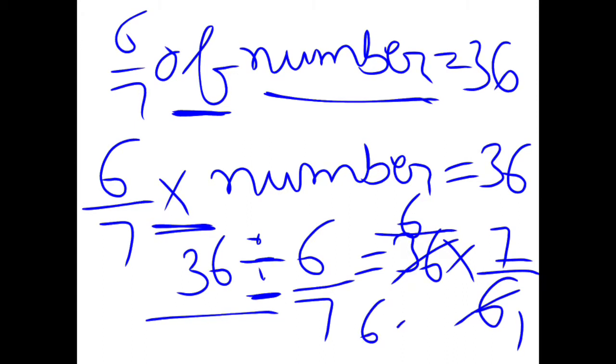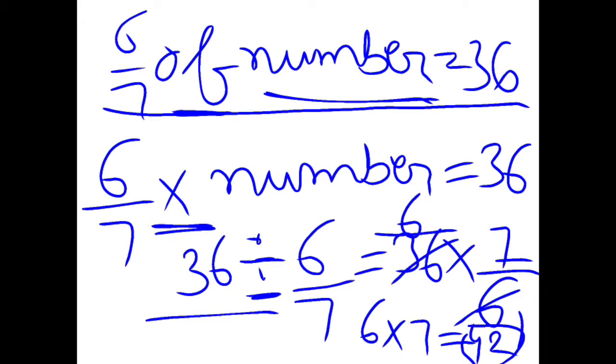So 6 multiplied by 7 becomes 42. That is your final answer. So that number is 42. If you want to check whether your answer is right or wrong, you can put the value into this equation also. Okay, that is another method.